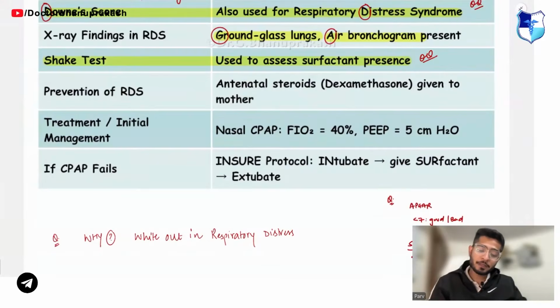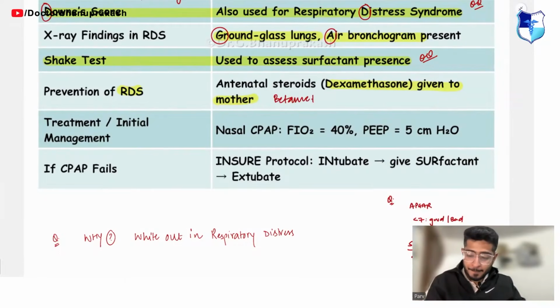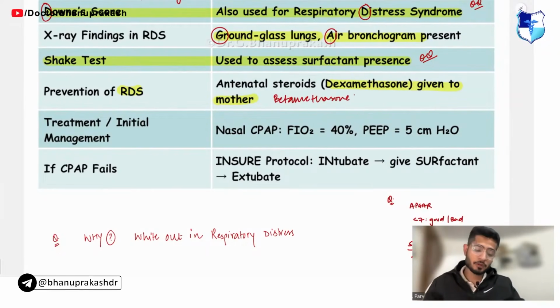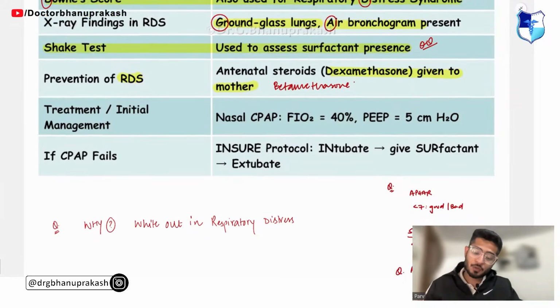How will you prevent this? Dexamethasone and betamethasone are given. Betamethasone and dexamethasone are also used for this purpose. Next, you have got initial management.